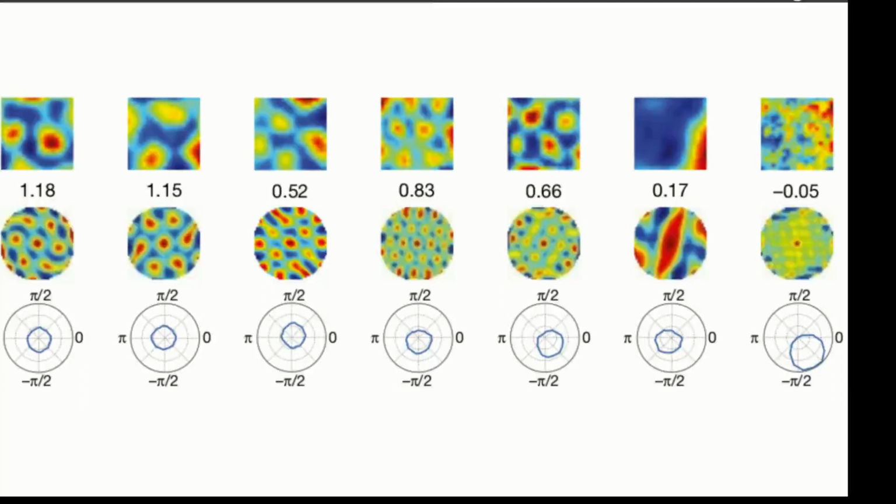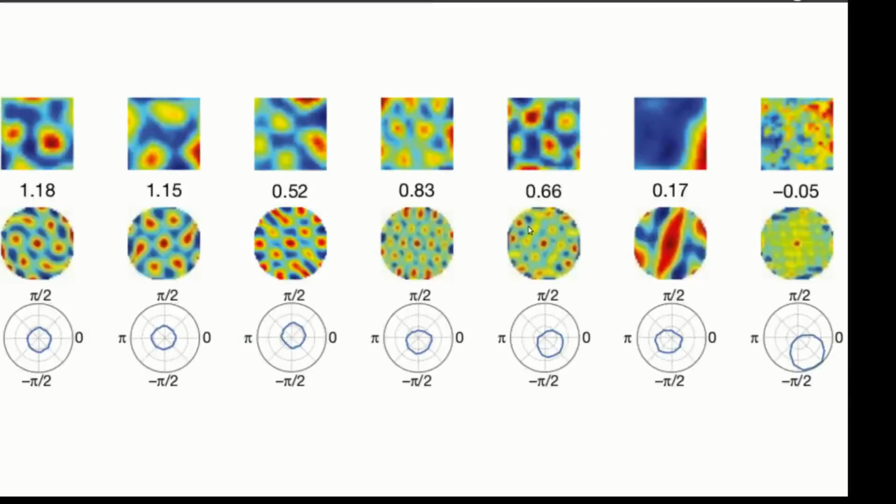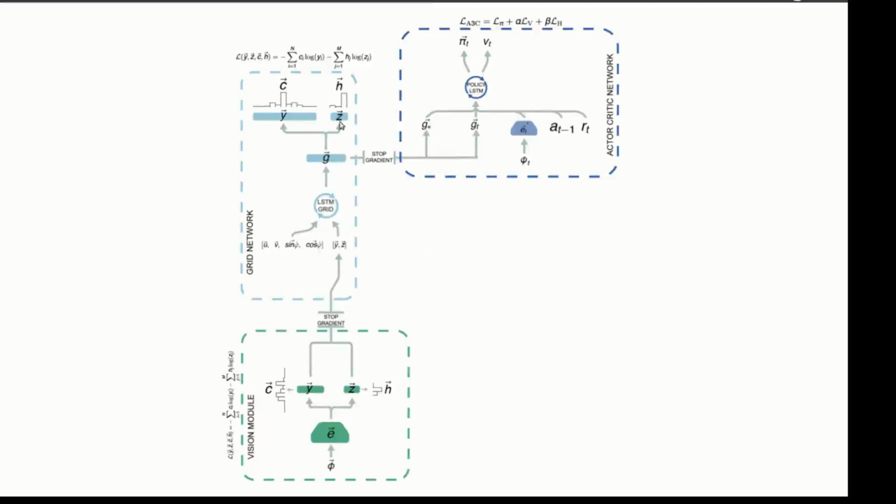So it says that we cannot pass through that particular point in space. Okay, so now that they've proven that this kind of pattern arises when training in this way, they want to incorporate it. So what we've been talking about is this one. This is the grid network.